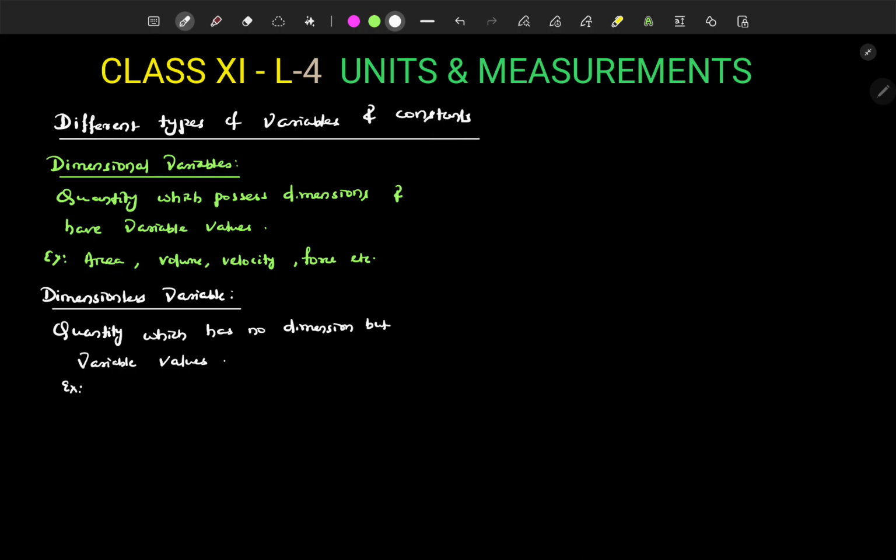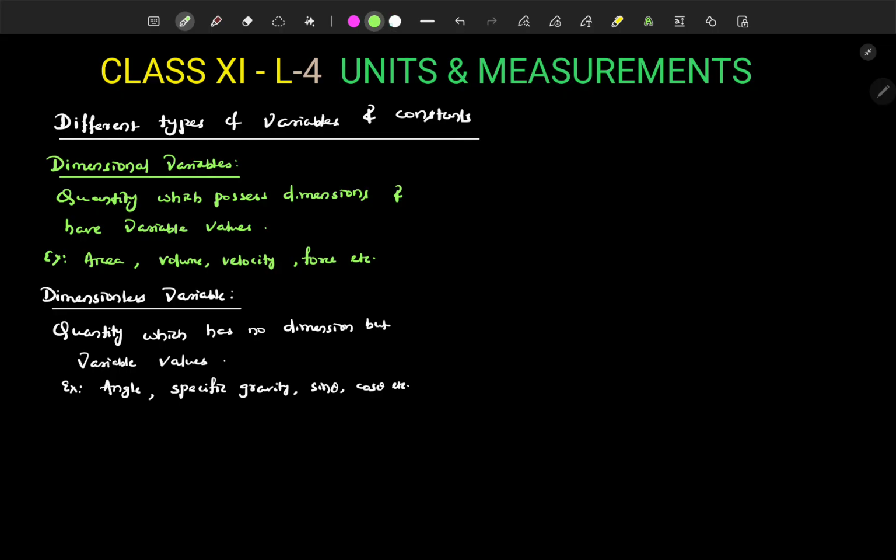For example, you may consider angle. Yes, angle is dimensionless but has variable values. Yes, 30 degree, 40 degree, 55 degree, etc. Like this, we can say specific gravity. Sin theta, cos theta, all trigonometric functions are dimensionless but have variable values. So like this we can write so many examples.